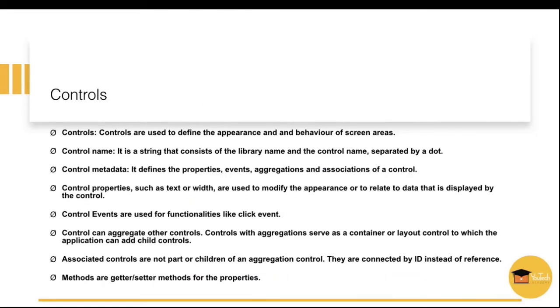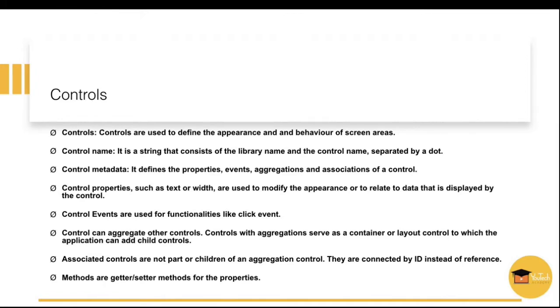Now we'll go through controls. Controls are basically what you see on the screen. A SAP UI5 application consists of various controls based on the requirement. Controls are used to define the appearance and the behavior of screen areas.